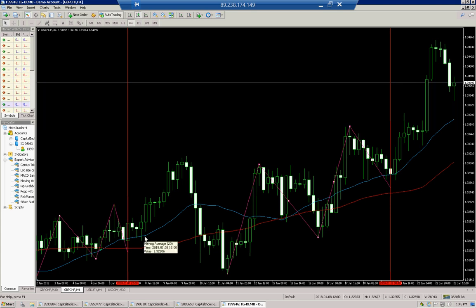The only indicators that you're going to need for this strategy are the exponential moving averages, the 20 and the 50, both on the 4-hour and on the 30-minute. But it's the EA that worries about the 30-minute, not you. All you need to pay attention to is the EMAs on the 4-hour. So here I've got the pound Swiss chart.